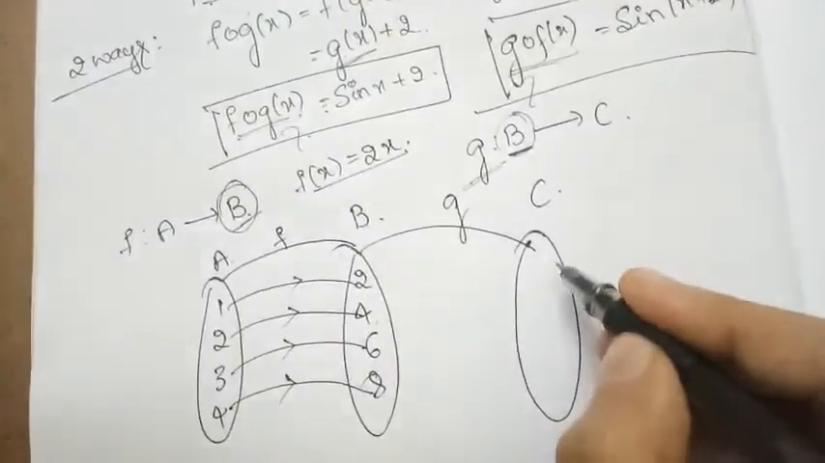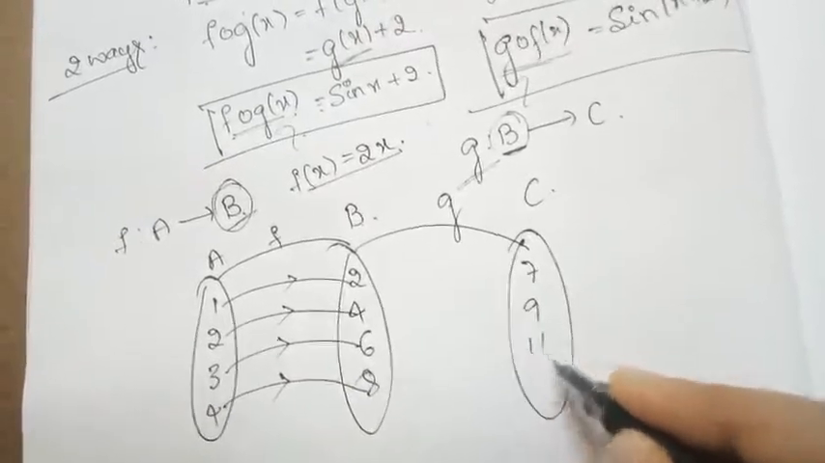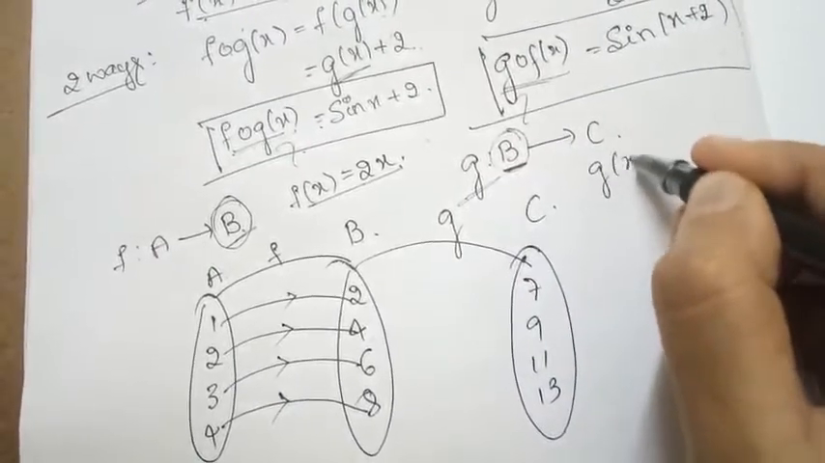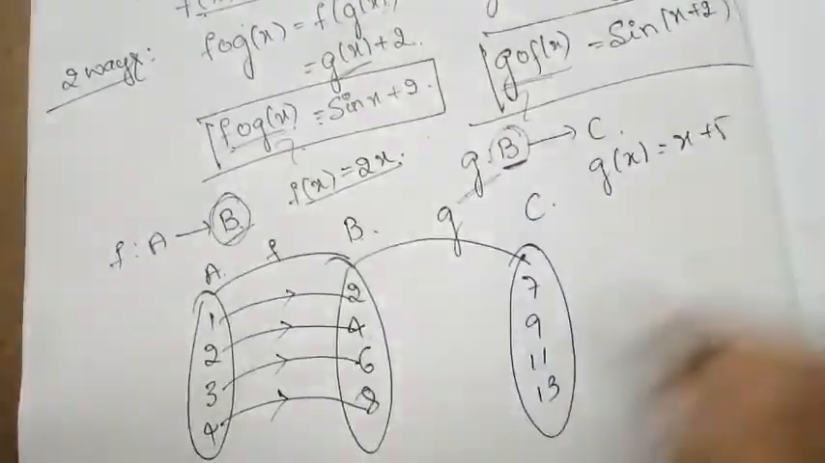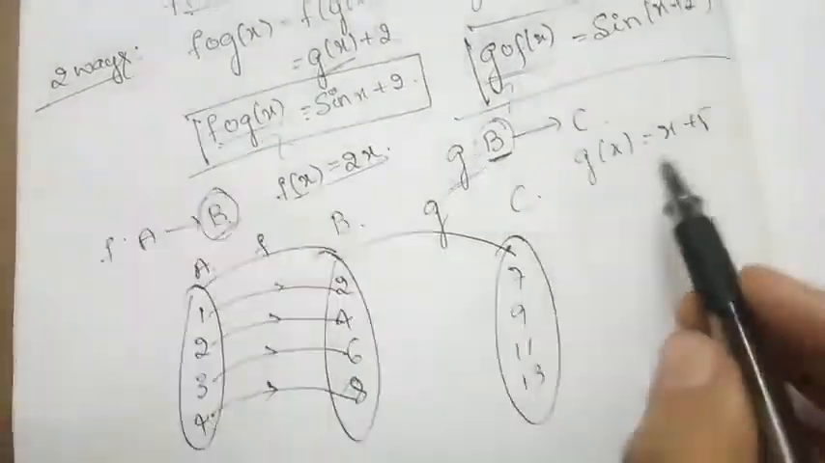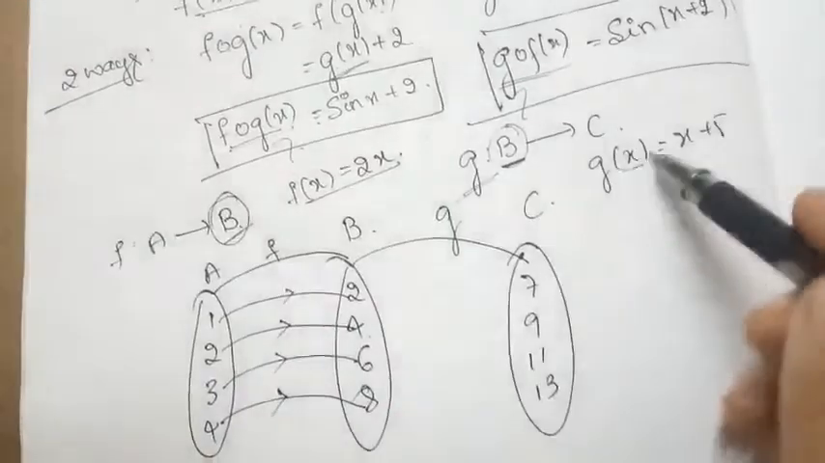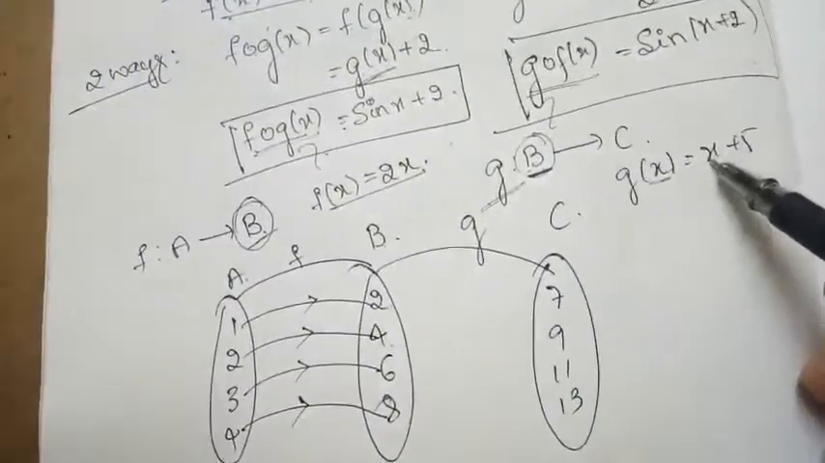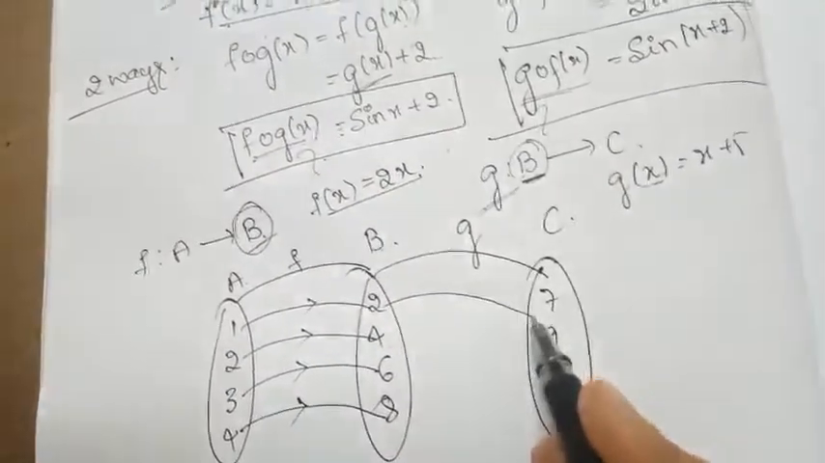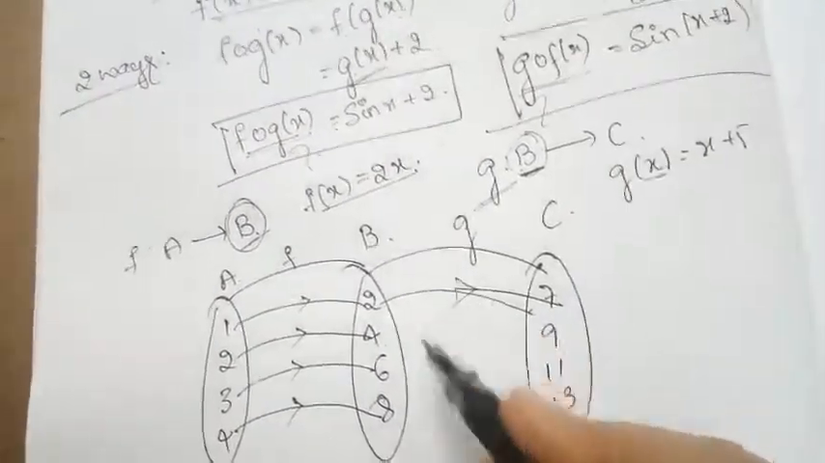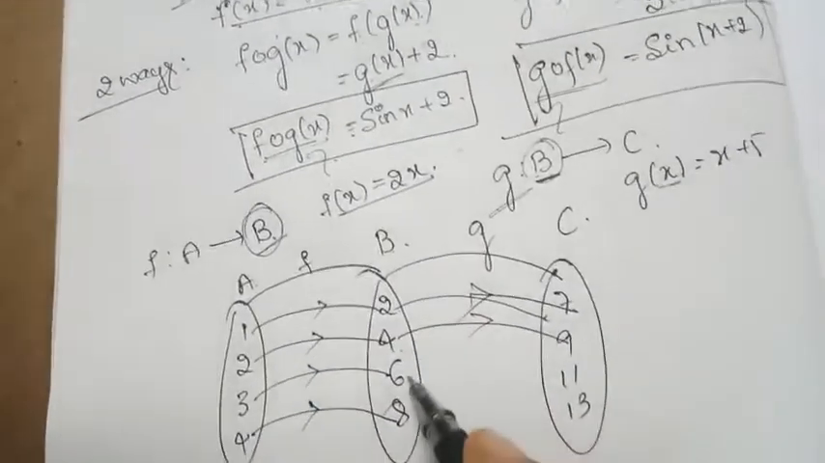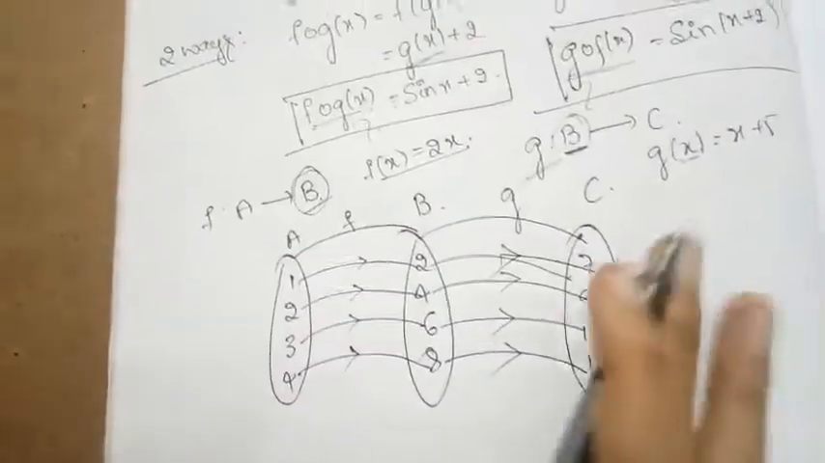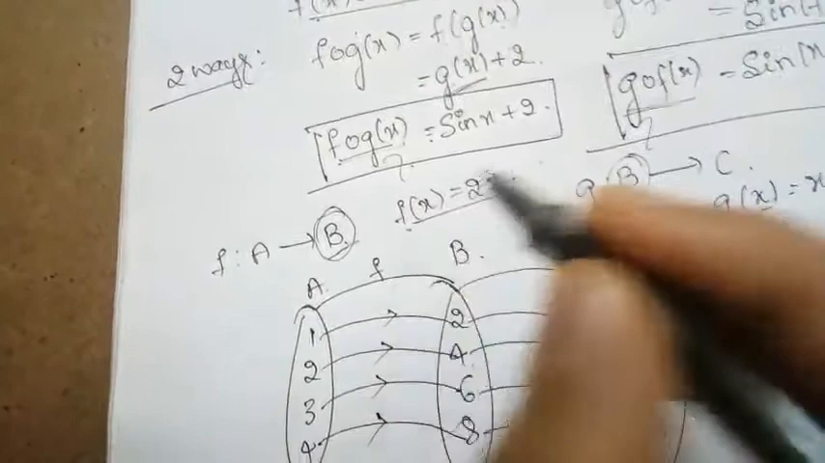So I will take the elements of the set C as 7, 9, 11 and 13. The function g from B to C is defined as g of x is equal to x plus 5. So clearly, what will be the elements you are taking for g of x here? The elements from the set B. So what are the elements from the set B here? 2, 4, 6, 8. So when I take the value of x is equal to 2, I am going to get 7. When I am taking 4, it is 9. When I am going to 6, it is 11. 8, it is 13.